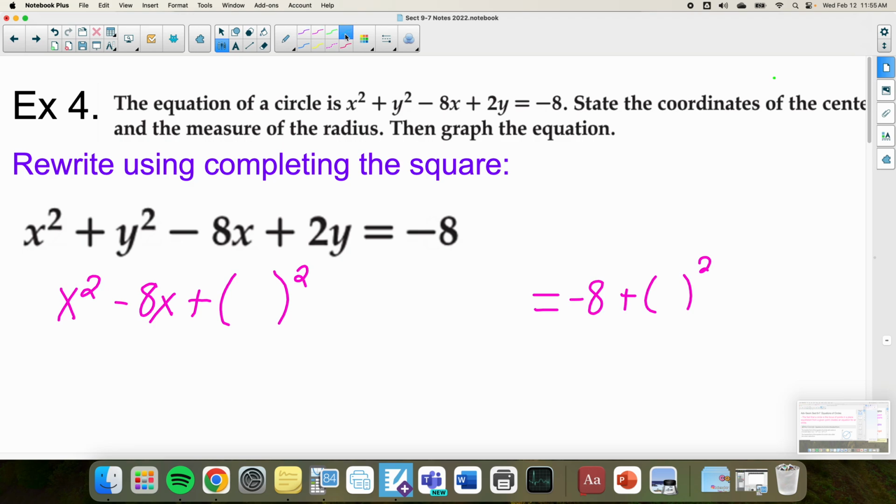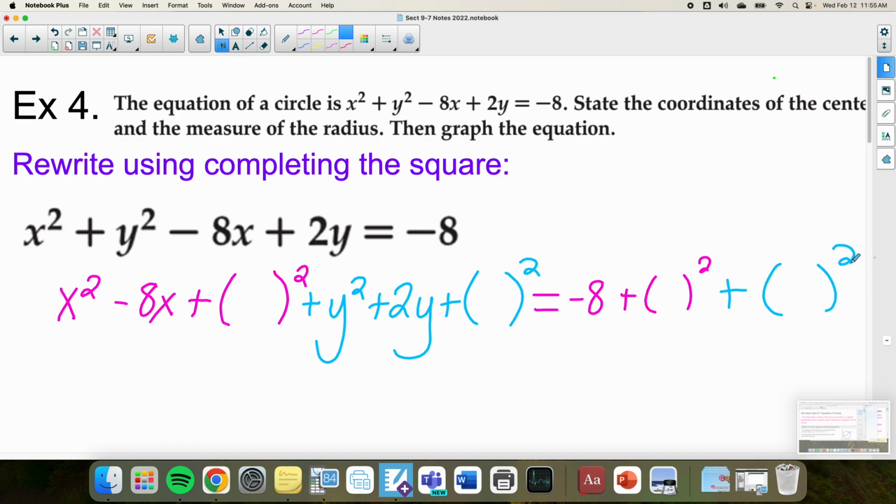Now, what I'm gonna do is I'm gonna take plus my y squared. Anyone know what I'd put next? Plus 2y plus something squared, which would be plus something squared. And Christian's right. Wouldn't this be a 1 and this be a 1? And what would this be? 4. So this would be a 4.